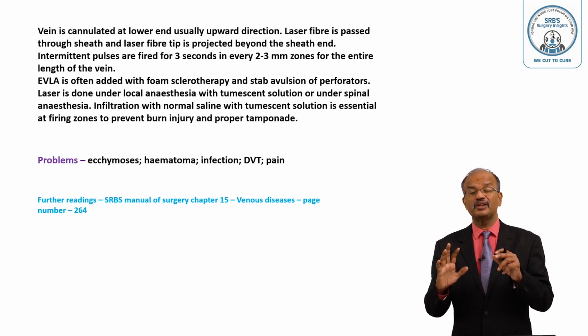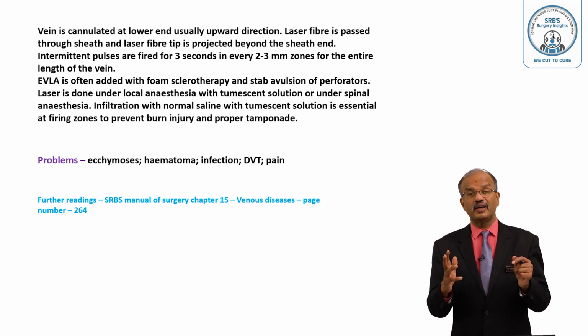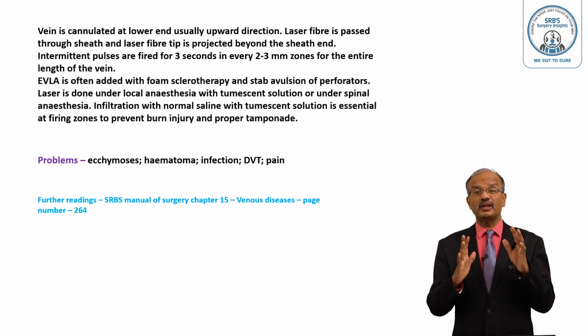Then start injecting tumescent anesthesia. Then slowly, every 3 millimeter, 3 seconds, fire it until you ablate the vein properly.